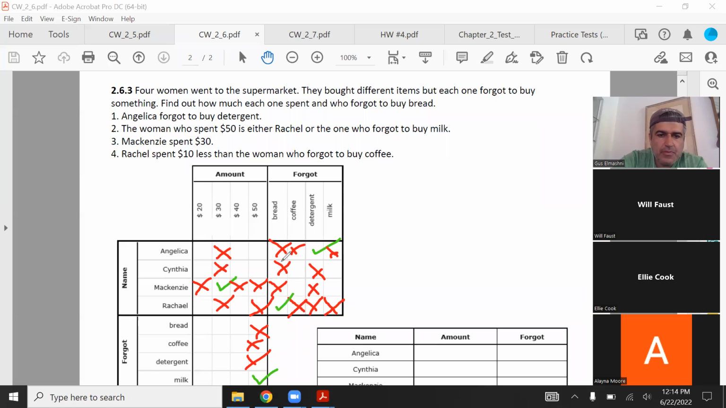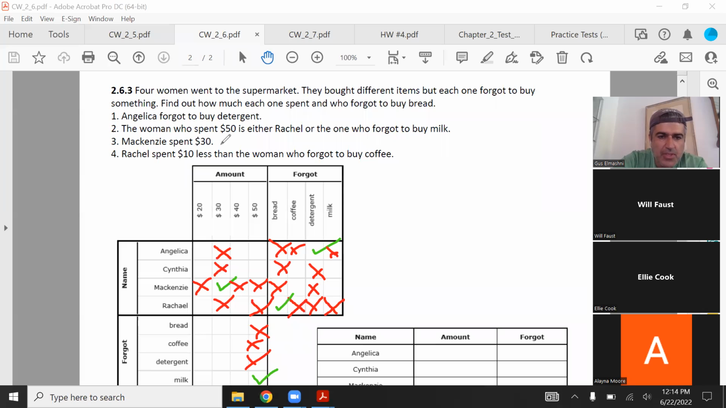And so now we know that Rachel is not the one who spent $50. We know that also, because she had to spend $10 less. Let's see here. This is kind of fun, right? Trying to figure out what's going on.